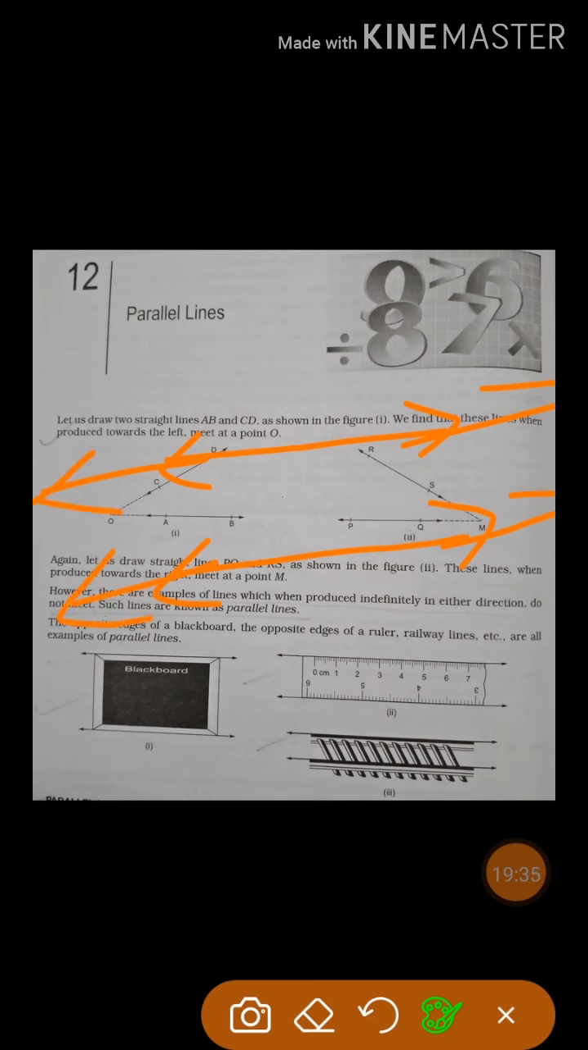Even though they have not intersected, if we extend them endlessly towards left and right in any direction, they will never intersect each other, and the distance between them will always be equal. So these lines are called parallel lines. Parallel lines never intersect each other, and the distance between them will always be equal.